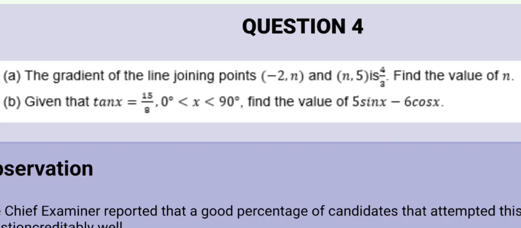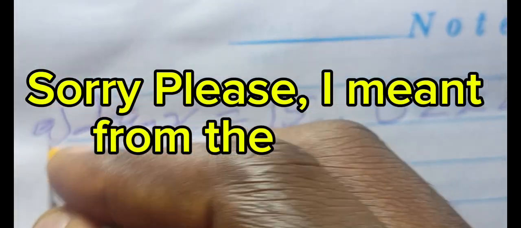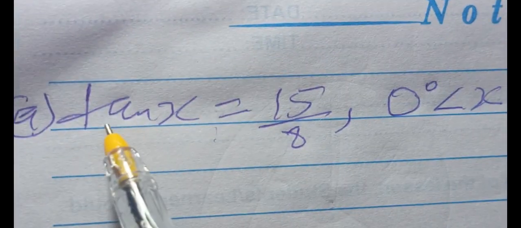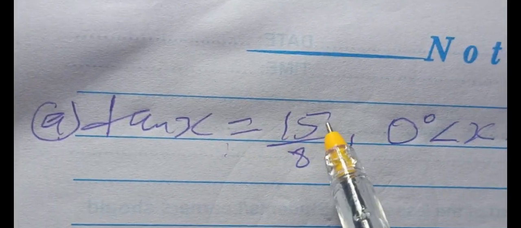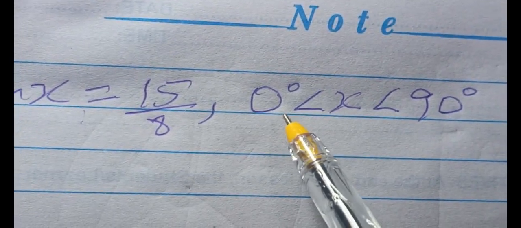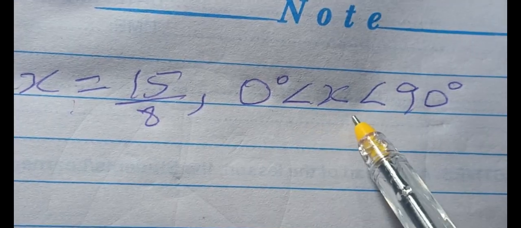Let's quickly solve this now. I'm going to take the second one first and the other later. From the question, we are told that tan x equals 15/8, such that 0 degrees is less than x, less than 90 degrees.